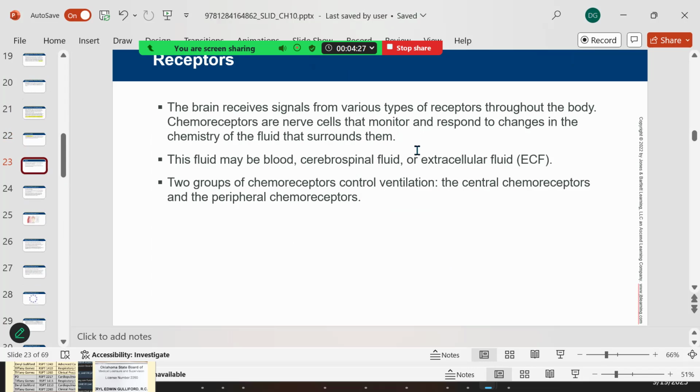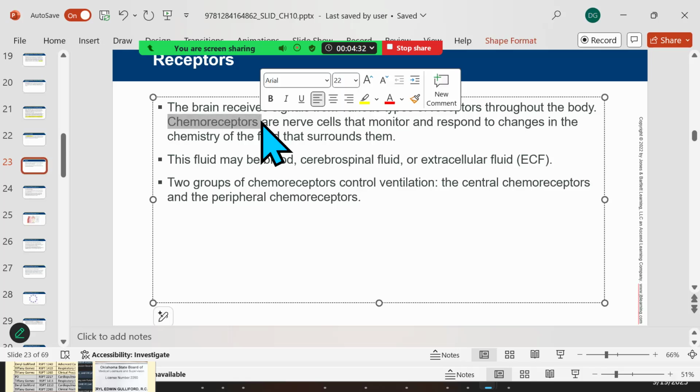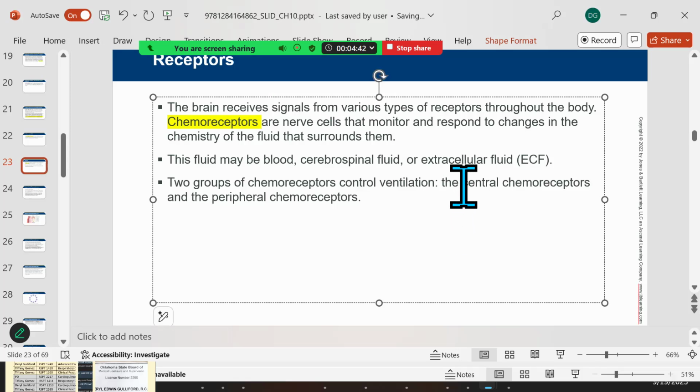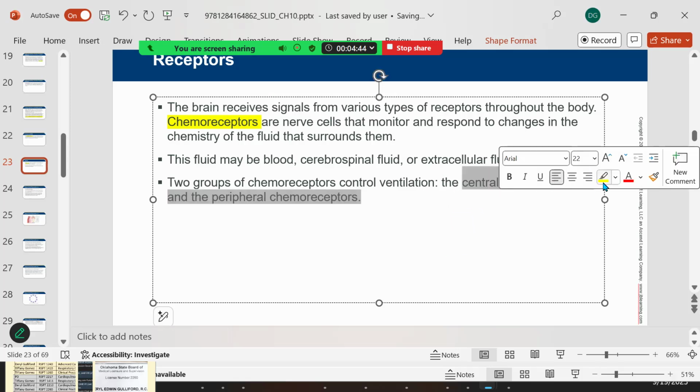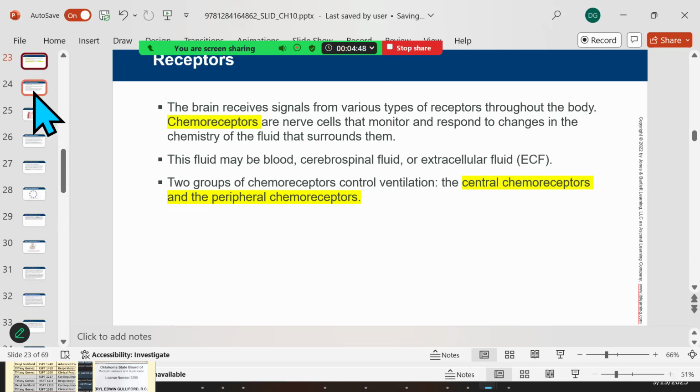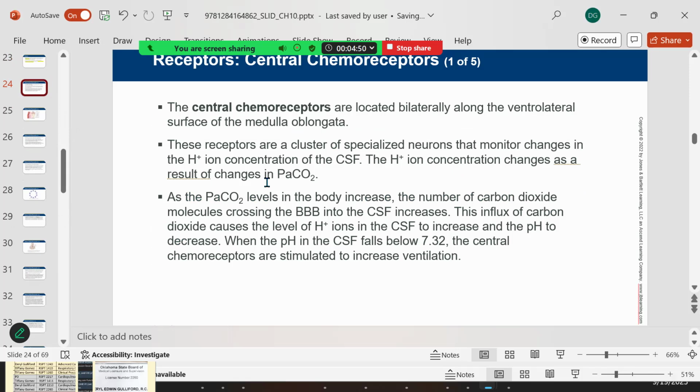The brain receives signals from various types of receptors. Chemoreceptors are the ones that are looking at pH and CO2. The fluid may be blood, cerebrospinal fluid, or extracellular fluid, and we have central and peripheral chemoreceptors that are constantly monitoring and helping us to get that right. We don't have to consciously think about it.